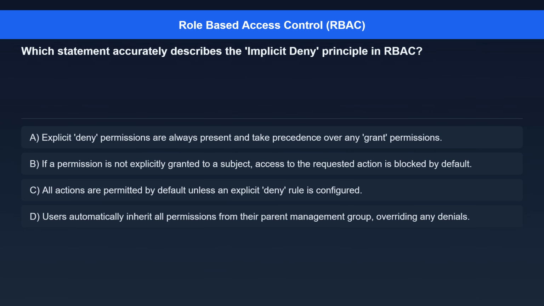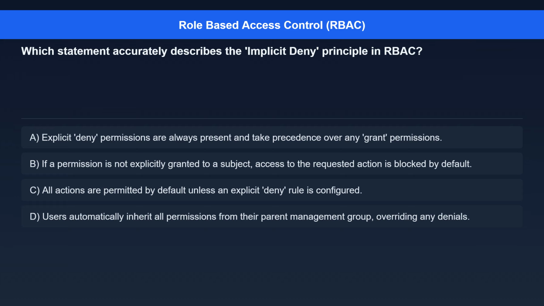Question 3. Which statement accurately describes the implicit deny principle in RBAC? Option A. Explicit deny permissions are always present and take precedence over any grant permissions. Option B. If a permission is not explicitly granted to a subject, access to the requested action is blocked by default. Option C. All actions are permitted by default unless an explicit deny rule is configured.